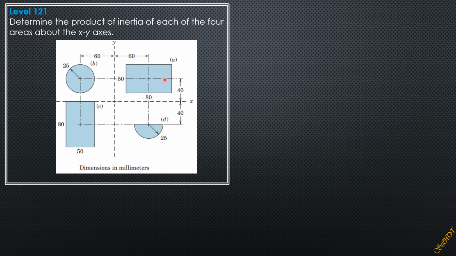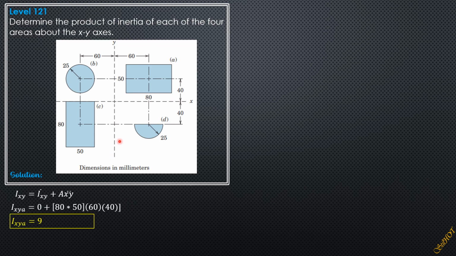So for part A, the moment of inertia with respect to the centroid is 0, then area 80 by 50, x bar 60, y bar 40. So Ixy equals I bar xy plus area times x bar times y bar. That's our guide. So for Ixy A, it is equal to 0 with respect to the centroid plus 80 times 50, area, x bar 60, y bar positive 40 also. So Ixy of the figure in A is 9.6 times 10 to the 6 millimeter to the fourth.